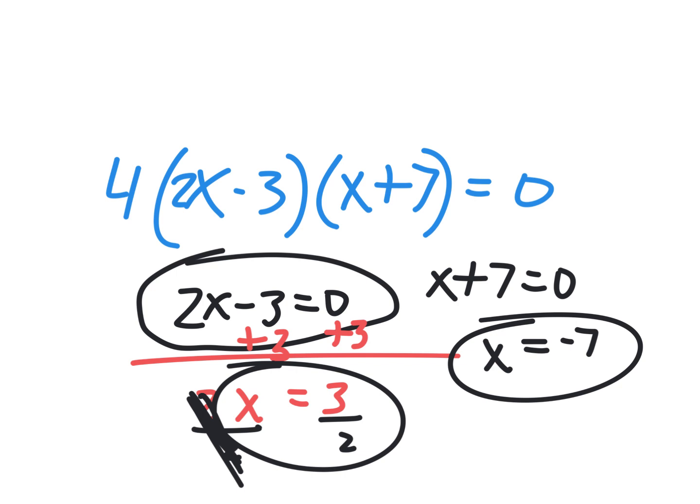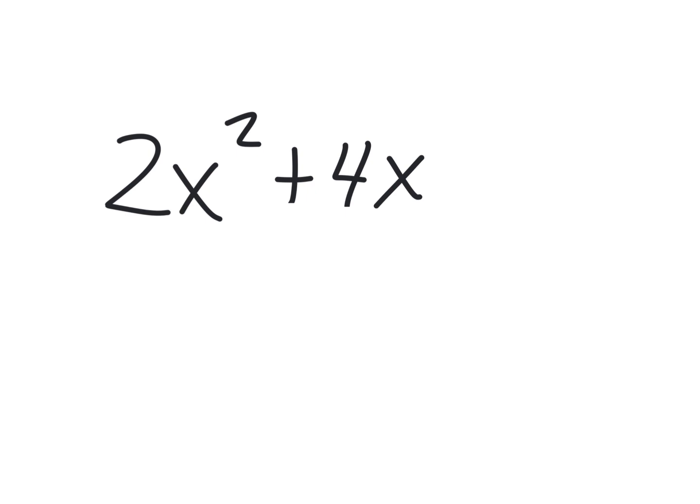All right, so we've gone through some weird factoring. Here's some more weird factoring. 2x squared plus 4x. A lot of people are like, there's no number at the end, so I can't factor it. No, you can factor it. You just look for the greatest common factor, the GCF.